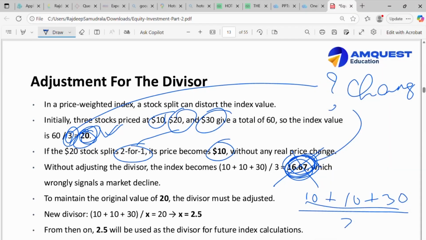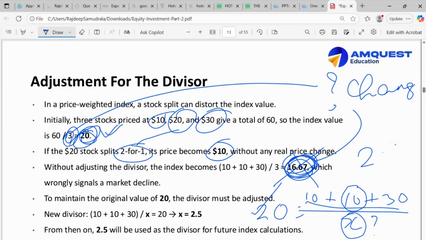So now I'll say this divided by what will still give me 20. Understood? So this number becoming 10 should not be impacted. So we are saying let's impact this number also. पहले कुछ और था, अभी कुछ और हो जाएगा. So I'll divide by that number and that number should give me 20, which is the earlier answer.